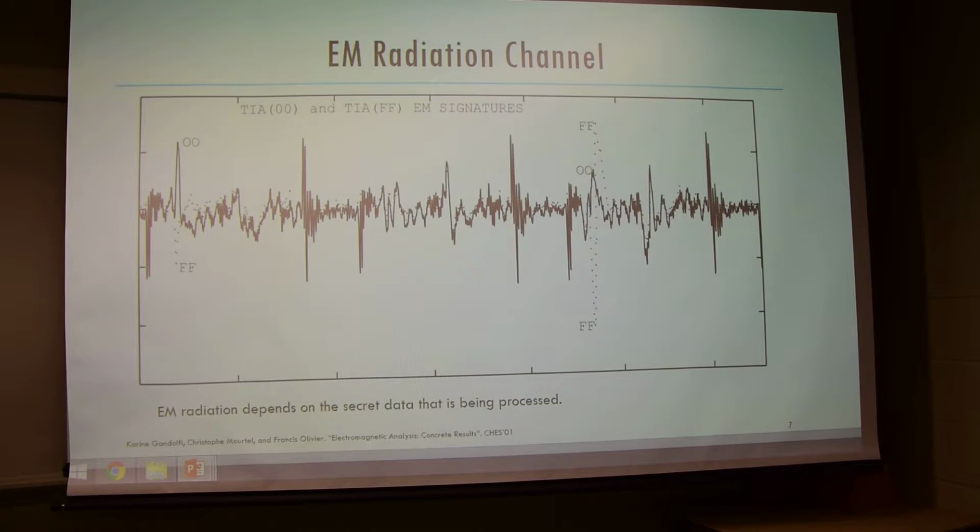Similar to the power side channel, we also have the EM radiation channel. From this figure, you can easily see that if the computed data is 00, the pattern is this solid line. Otherwise, if it's FF, it is this dotted line. So you can distinguish two different secret values computed in the implementation by the EM radiation.